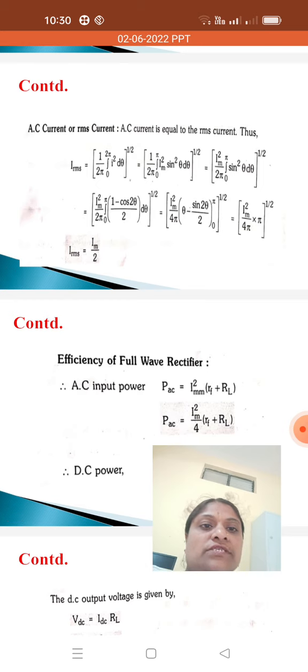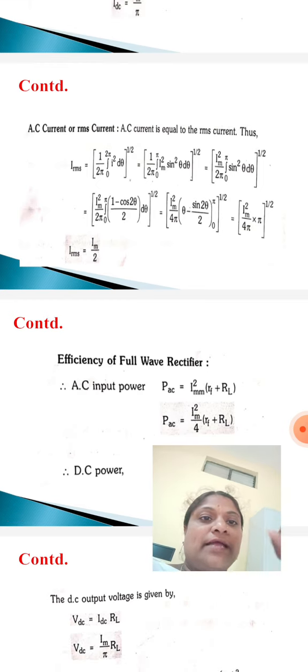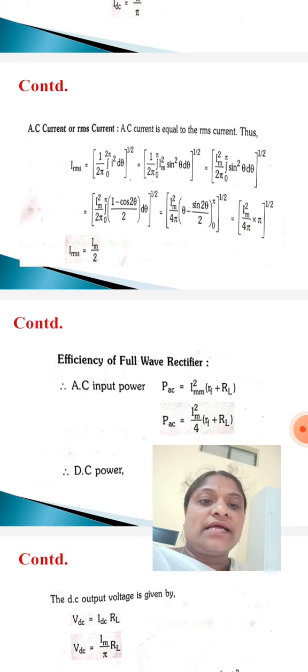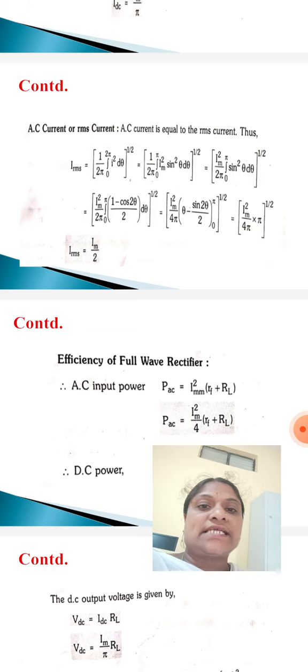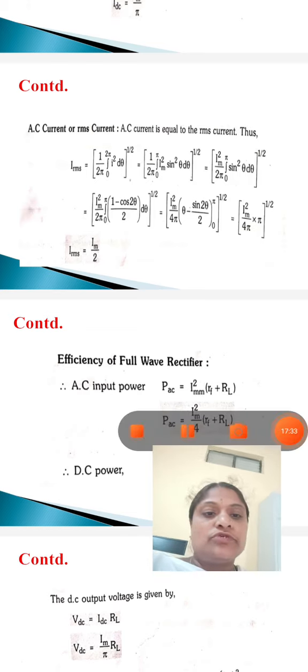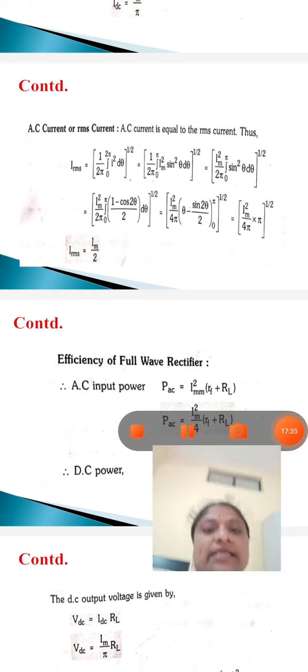Okay. So simplify this equation. Pi gets cancelled. Im square by 4, whole power 1 by 2, that is equal to Im by 2 whole square, whole power 1 by 2. Square and square root get cancelled. That's why IRMS is equal to Im by 2.